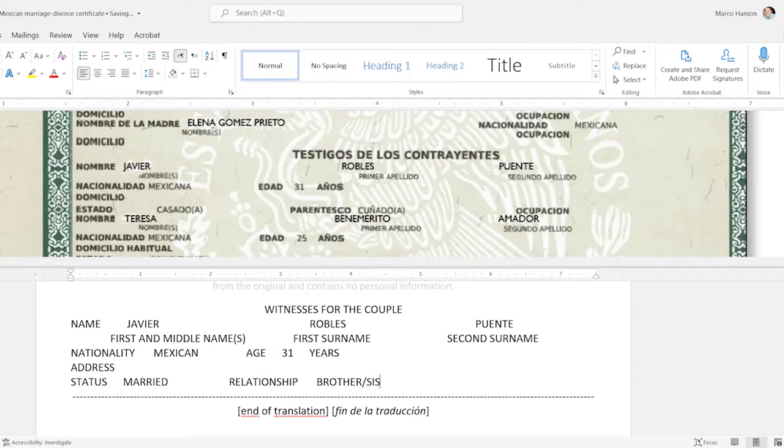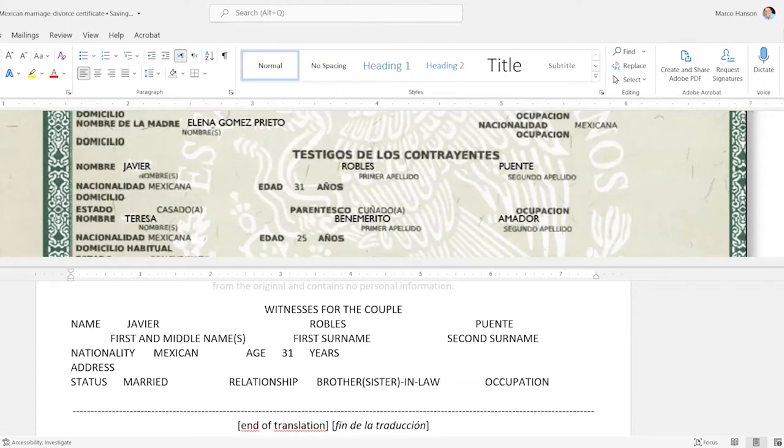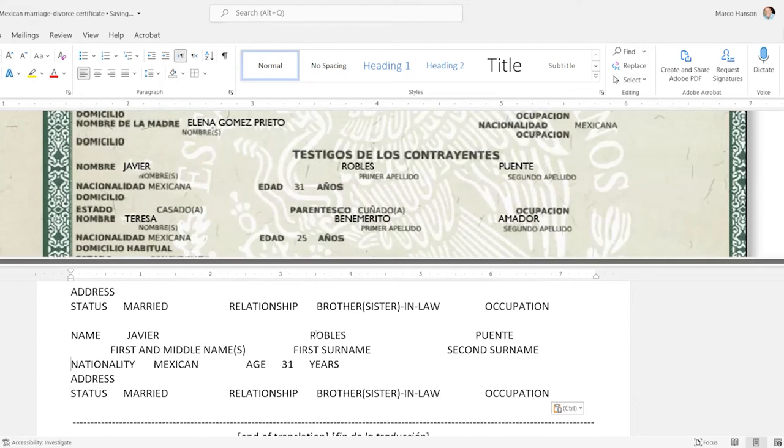Relationship, cuñado o a, brother or sister-in-law might be a simple way to express this, or maybe sister in parentheses, sister-in-law, what do you think? How would you say that? Yeah, brother, sister-in-law, yeah. Okay. I'm just weighing the merits of the parentheses versus the slash.